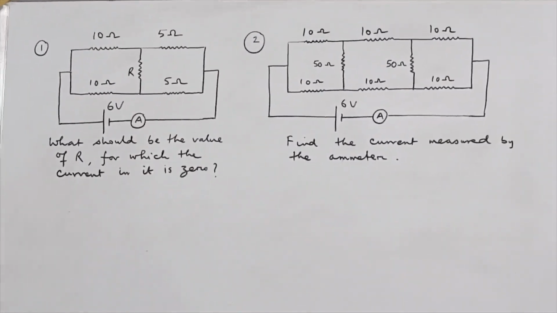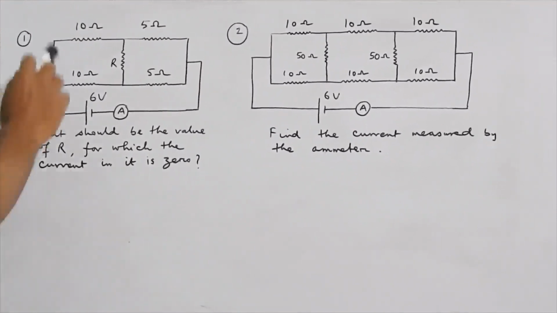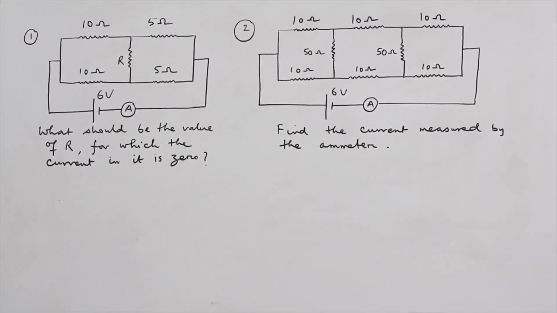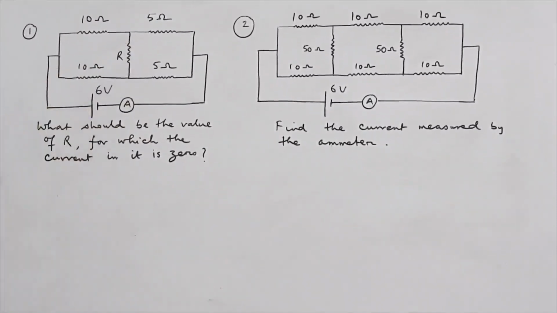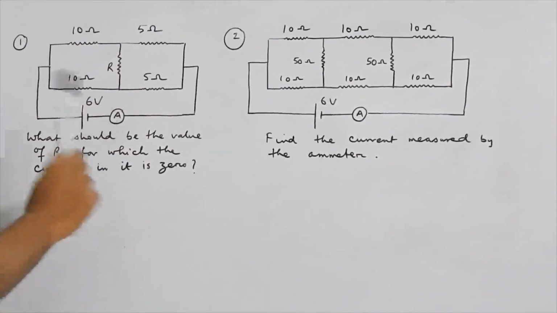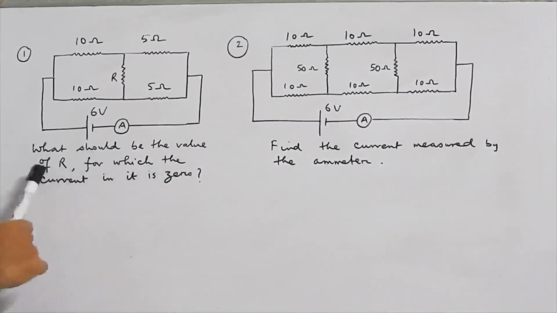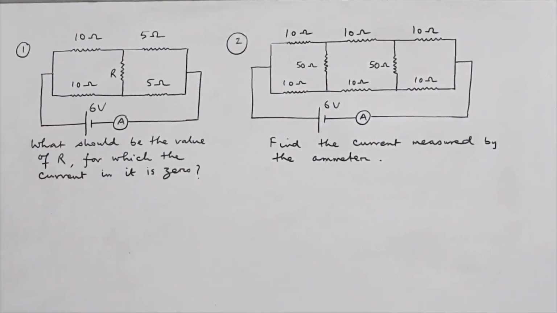Let us solve two problems related to Wheatstone bridge. The first problem is there is a connection of 4 resistances 10, 5, 10, 5, and there is a resistance capital R to which a 6 volt battery is connected via an ammeter. The question is, what should be the value of capital R for which the current in it is 0.